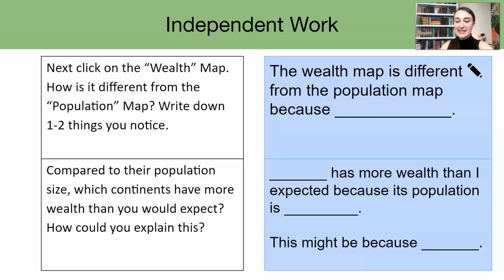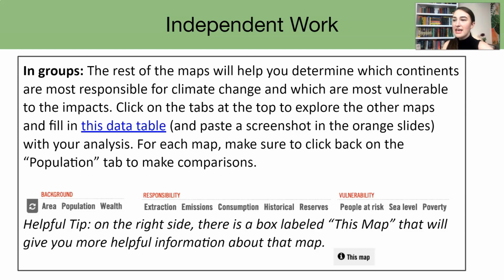All right, hopefully this section is done. In groups, the rest of the maps will help you determine which continents are most responsible for climate change and which are most vulnerable to the impacts. And being vulnerable to the impacts of climate change is usually a negative thing. So let's say Italy is particularly vulnerable because it sits below sea level, and if the sea level rises, Italy is going to flood and go underwater.